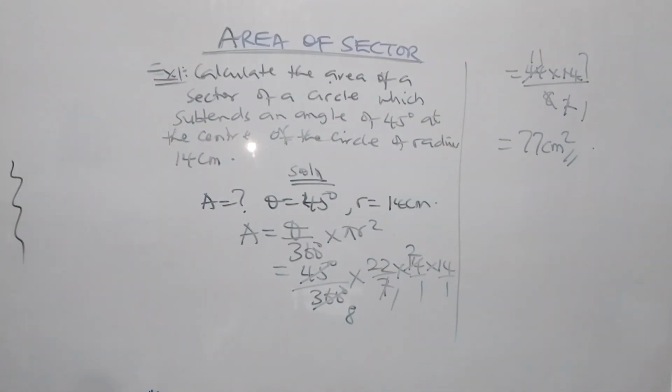At the end of the day, we got the area to be 77 centimeters squared. That will be the area of the sector. We are able to find the area of the sector, and we have gotten the answer as 77 centimeters squared.